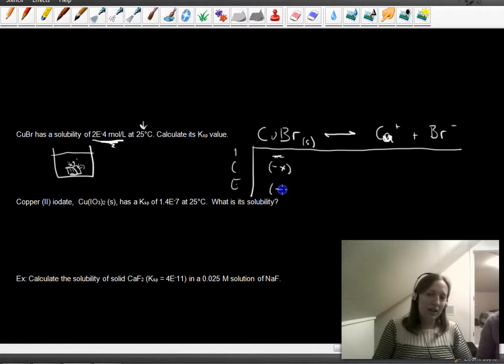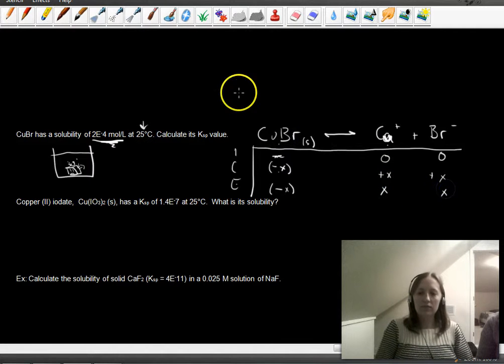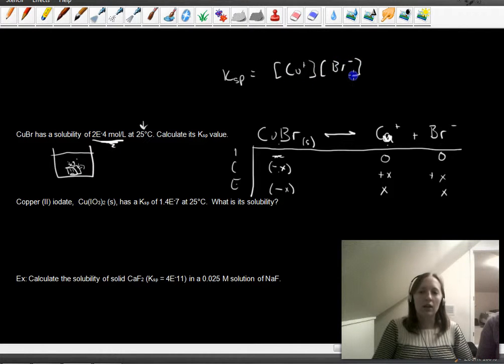And so at equilibrium, you have lost a little bit of your chunk of copper bromide, but that doesn't go in. You don't have any of this to start with, and when you lose a little bit of this, you gain 1 mole of this every time you lose a mole of this, and you gain 1 mole of this every time you lose a mole of this. So you have X and X, and so your KSP is equal to your concentration of copper ions times your concentration of bromine ions, and that's it.